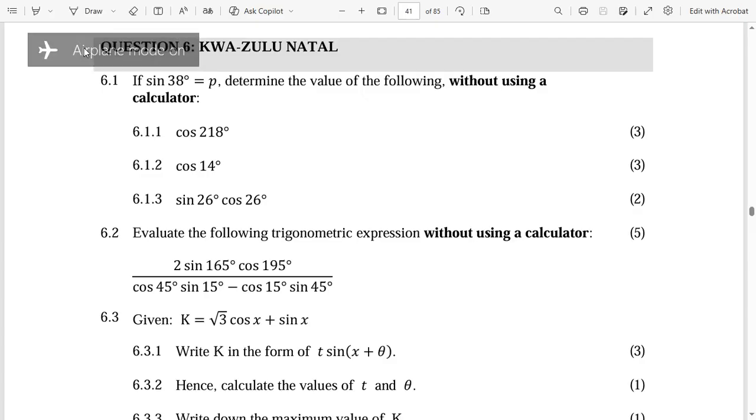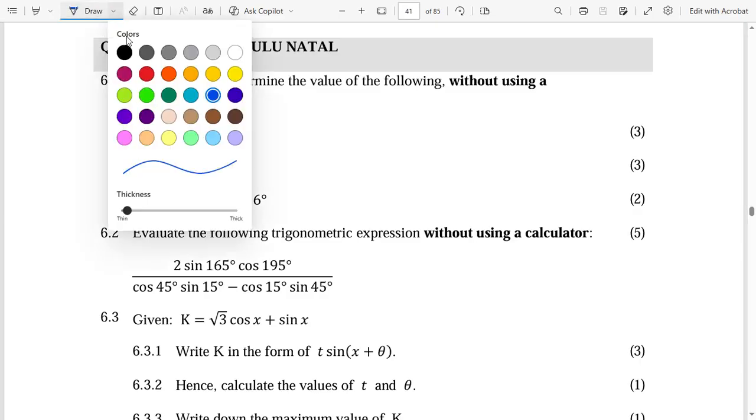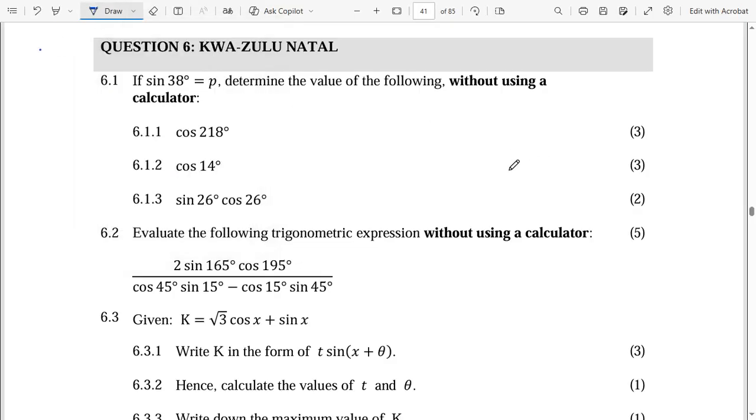Okay, why is this thing moved? All right, so let's work on this, guys. Let's see what we can do from this question. I'm going to first start with the first question, and I'll definitely take this step by step and make sure that if there's something you don't understand, pause the lesson and try to make sense out of whatever you are confused with. So if sine 38 degrees is P, determine the value of the following.